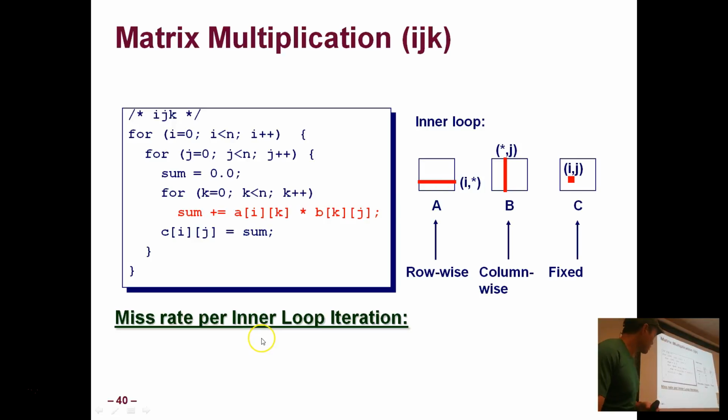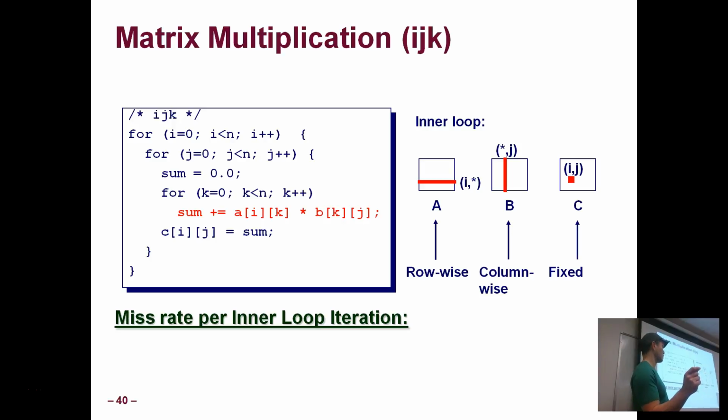So what is the miss rate per inner loop iteration for this, given what we have just talked about? For this inner loop, how many misses would you get for a single iteration? There'll be a lot, but as a percentage is what I'm looking at.